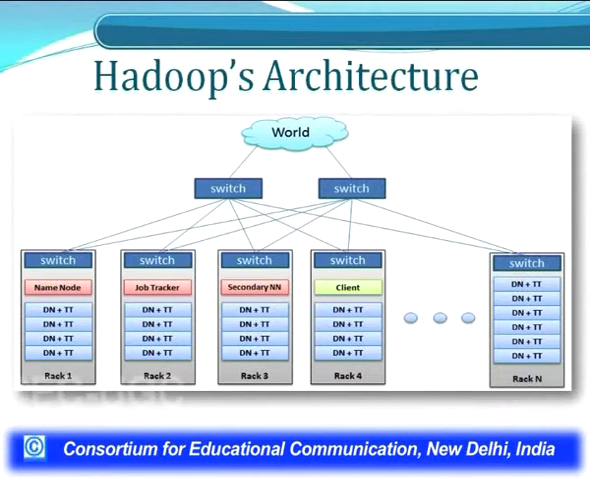Now, Hadoop's architecture: you can see here the switch, the name node, job tracker, secondary name node and client, and here the things which have been added together. So, rack 1, rack 2, rack 3, rack 4, and in the same way more racks are going to be there. You understand the different DN and different TT, everything has been included in that.